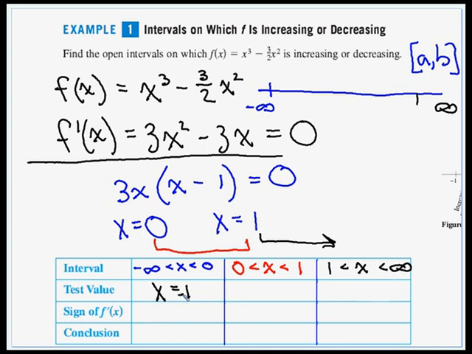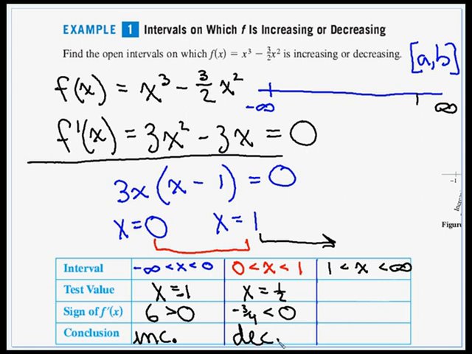That's a -1. So if we plug -1 into our derivative here, we are going to come out with f prime of -1 is +6. +6 is greater than 0, so our conclusion is we have an increasing section of the graph. Between 0 and 1, let's take a test value of 1/2. If we plug 1/2 into the derivative, we are going to get an output of -3/4. -3/4, just the fact that it's a negative number tells us that this is a decreasing section of the graph.